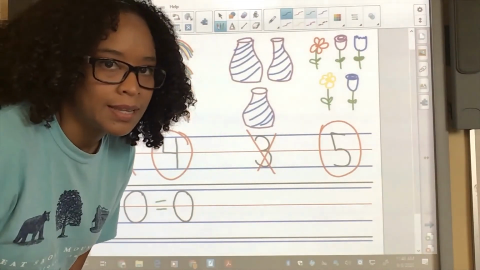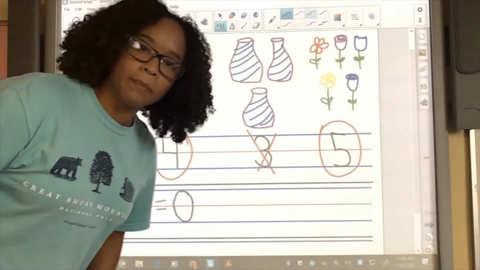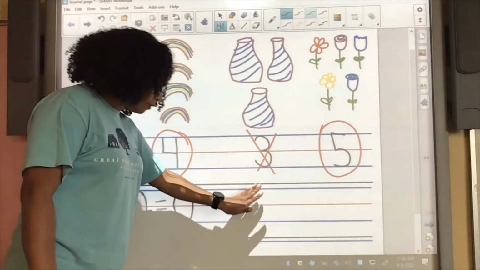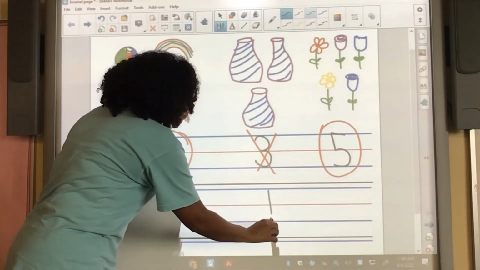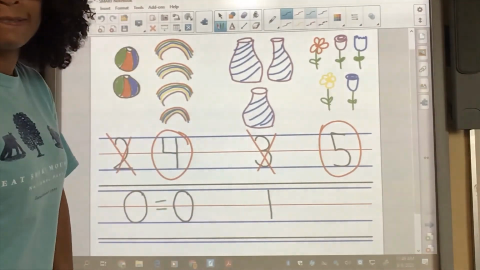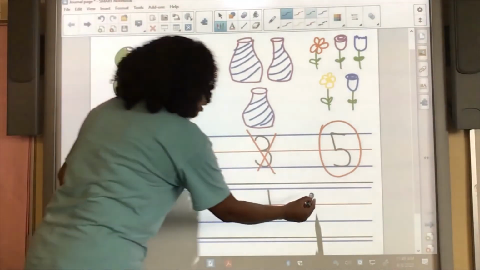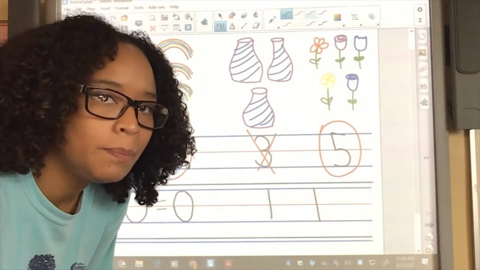Let's do another one like that. Let's write the number 1 because we haven't written the number 1 yet. Let's write the number 1. So move over a little bit like a big space and write your number 1. Now let's do another space and write another 1. Now let's chat and compare those.